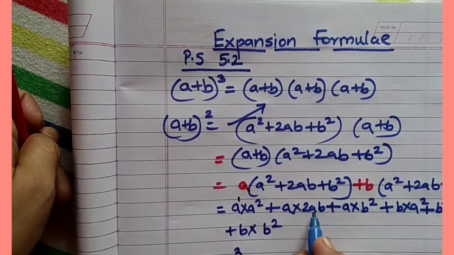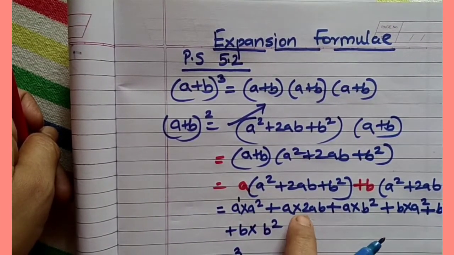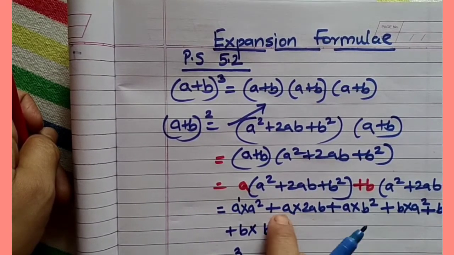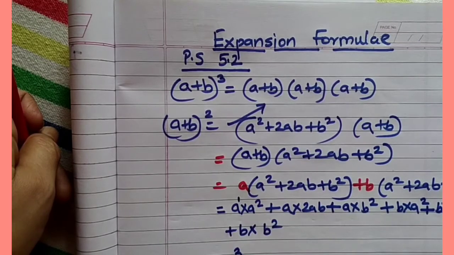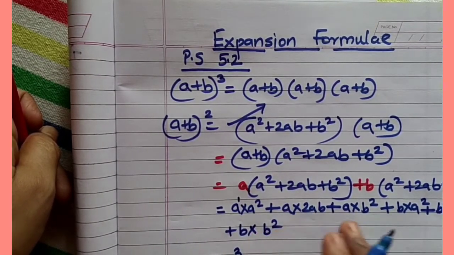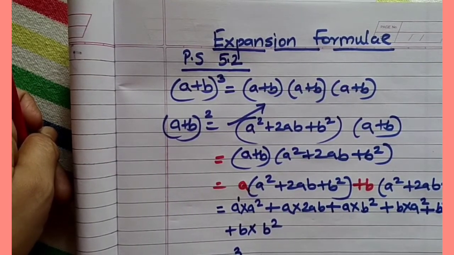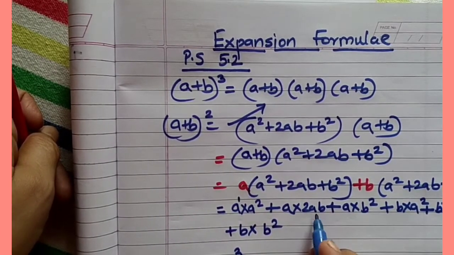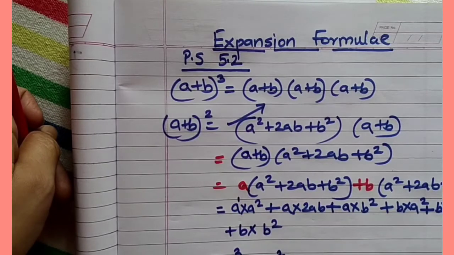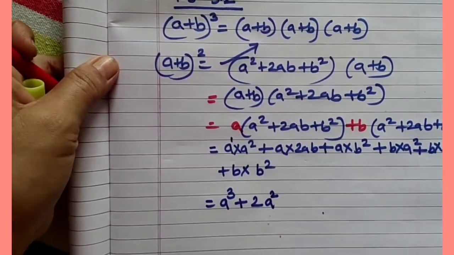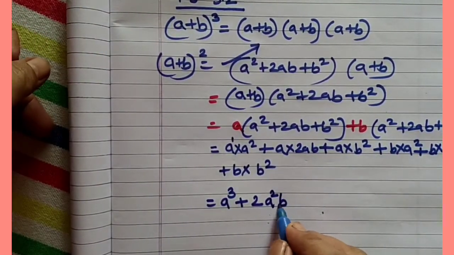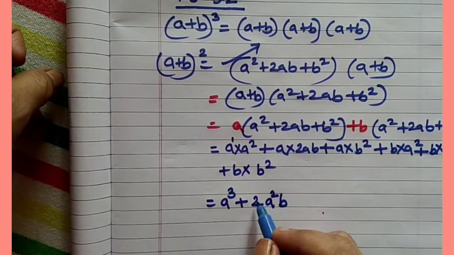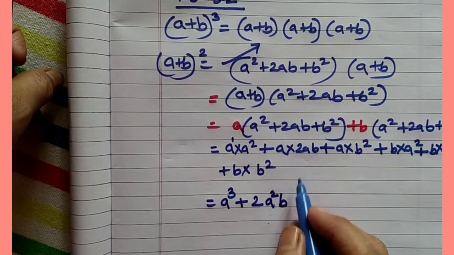Now here plus a into 2ab. Here there is 1a, here there is 1a, so there are 2 a's in total. The number we are multiplying, there is no number, this is 1, so the number will remain as 2. But a, here there is 1a, here there is 1a, so it will be a^2, and b is as it is. a into 2ab will give you 2a^2b.